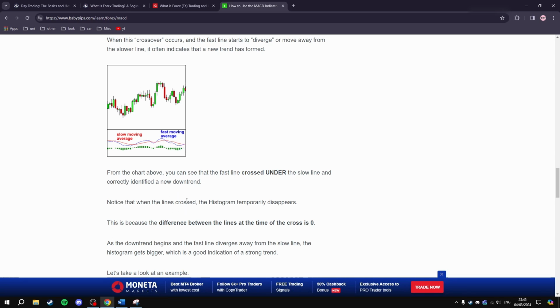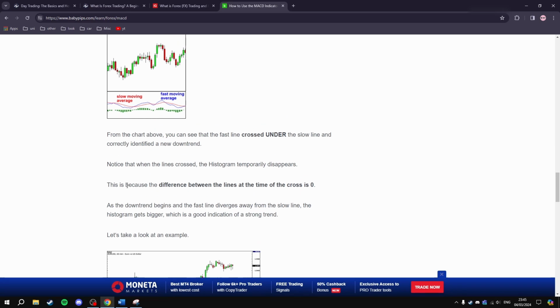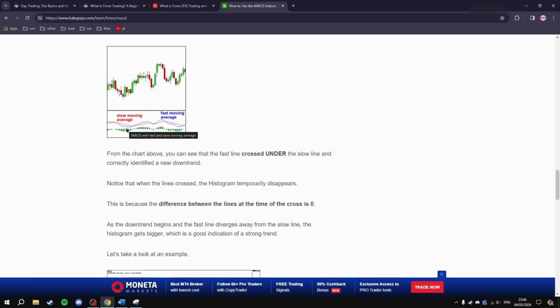Notice that when the lines cross, the histogram temporarily disappears. Are they talking about here, aren't they? Oh, right, okay. This is because the difference between the lines at the time of the cross is 0. As the downtrend begins and the fast line diverges away from the slower line, the histogram gets bigger, which is a good indication of a strong trend.